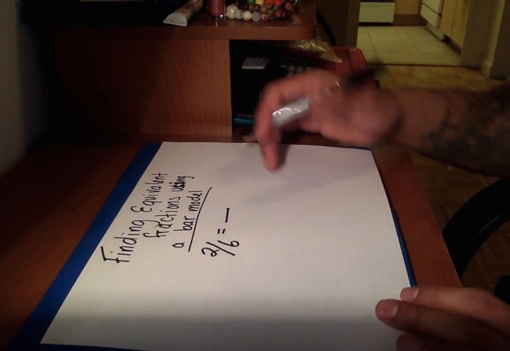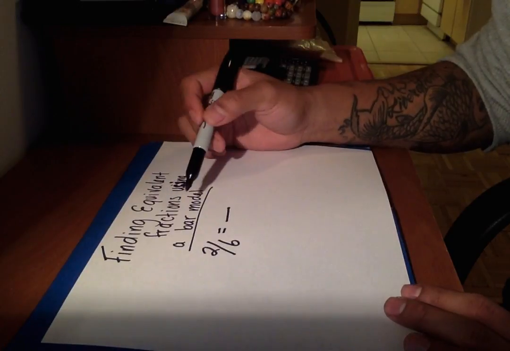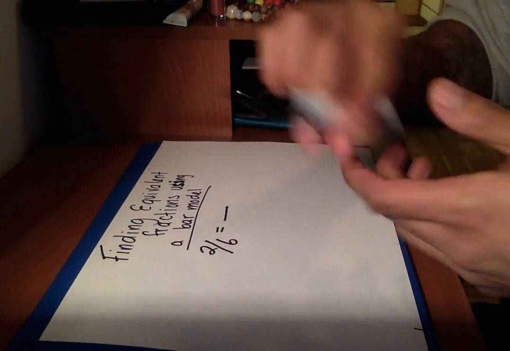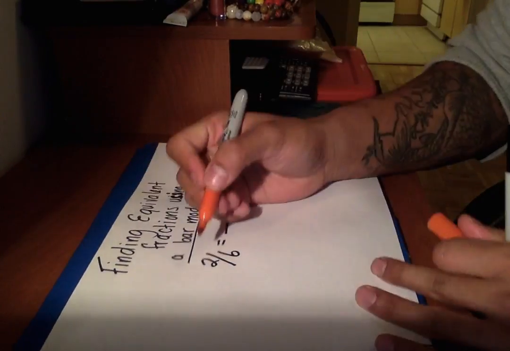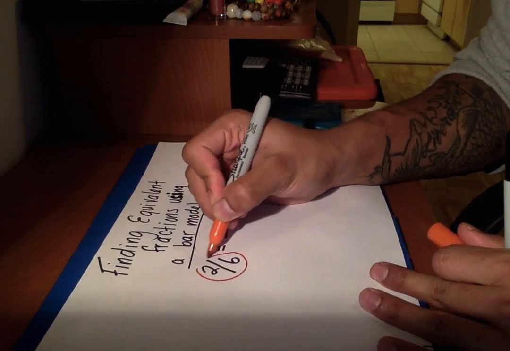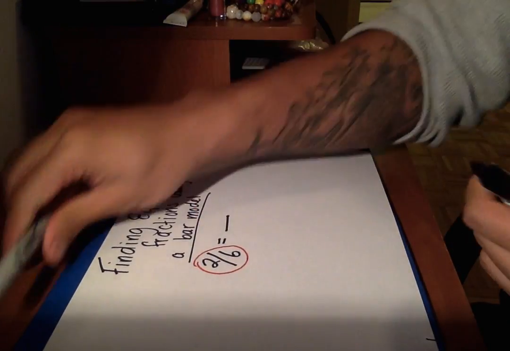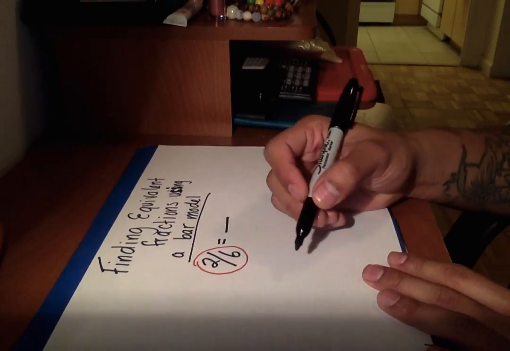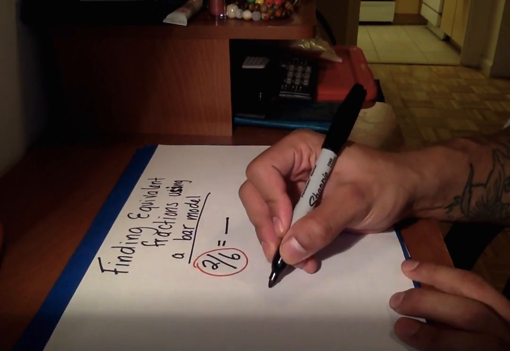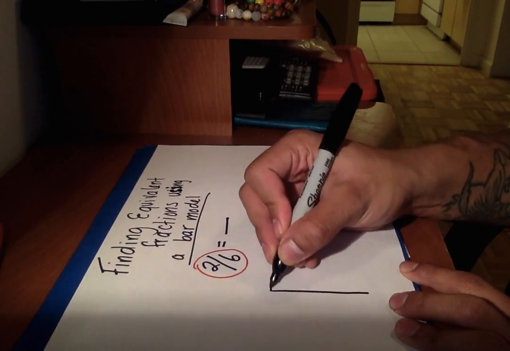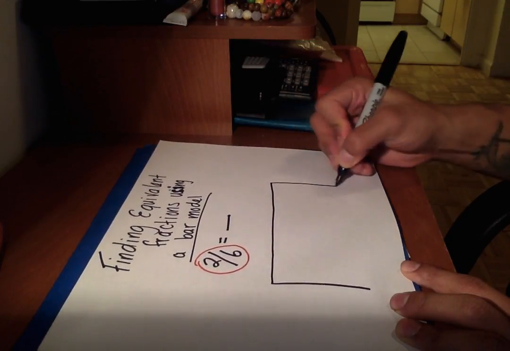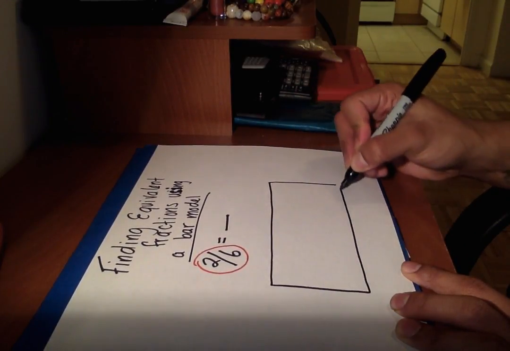OK. So today we are going to find equivalent fractions using a bar model. So the fraction we're going to start off with is 2/6. And so what we're going to do is create a bar model so that we can find an equivalent fraction to 2/6. So I'm going to draw a big rectangle, which is my big bar model.